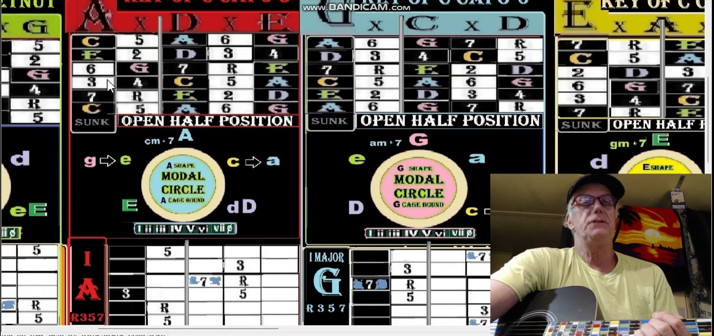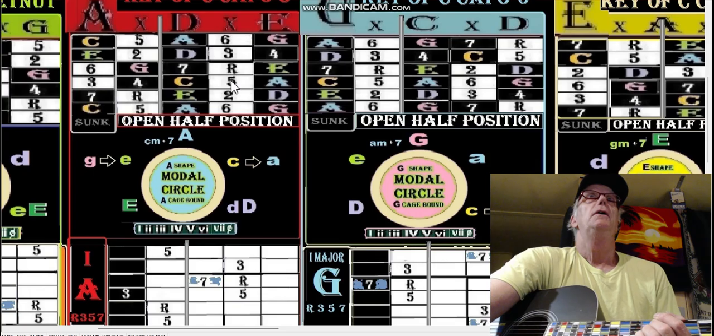Now that is the root. That's not the 5 root 3 that's below the root triad, which would be moving 1 down, you would move it down.